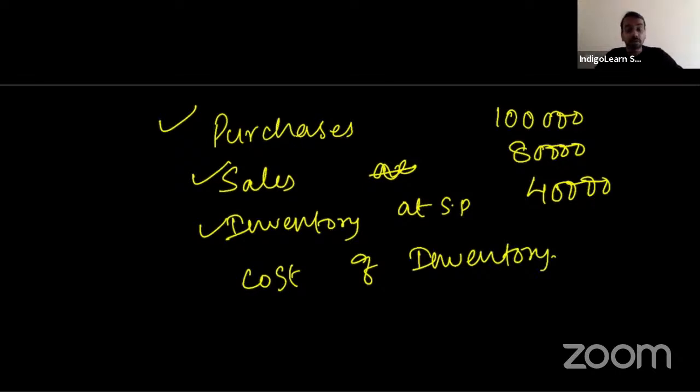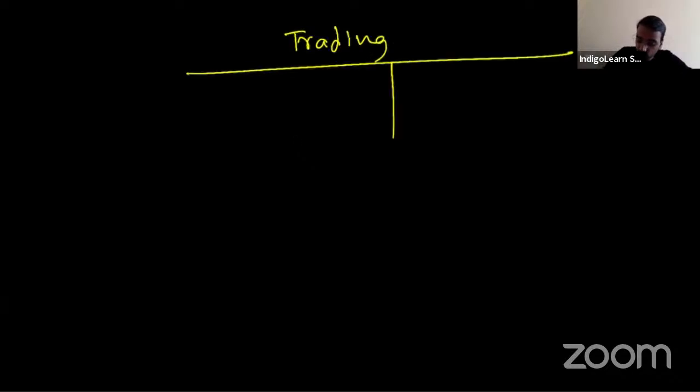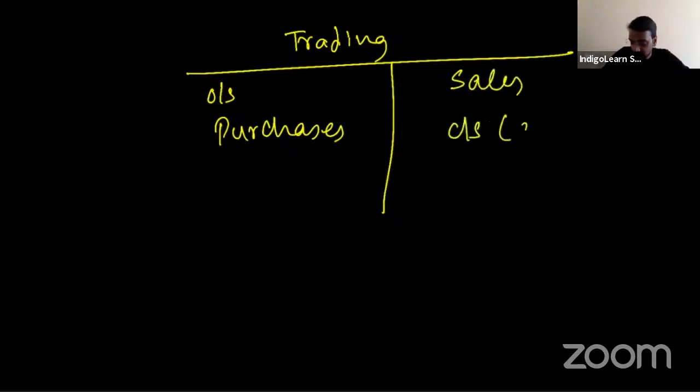Now, how do we find out the cost of inventory? Whenever we prepare a trading account, you have opening stock here. In this case, we don't have opening stock. You have purchases here, you have sales here, and you have closing stock at cost here. And whatever balance comes becomes your gross profit.